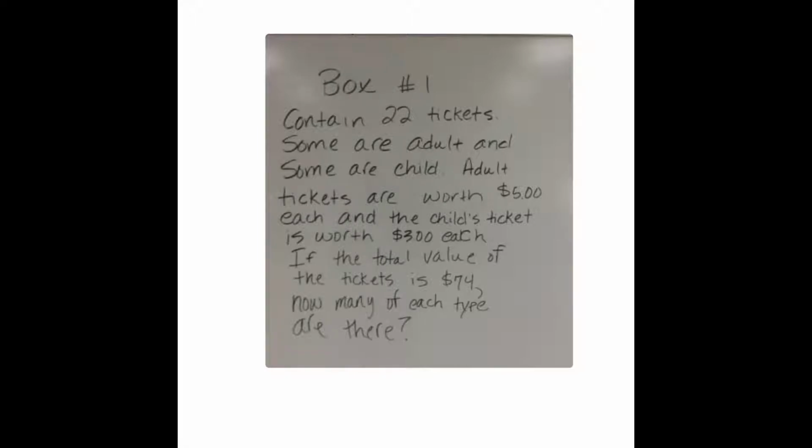So she says this box contains 22 tickets. Some are adult and some are child tickets. Adult tickets are worth $5 each. The children's ticket is worth $3 each. If the total value of the tickets is $74, how many of each are there? And they are to think about, see if they can come up with a solution for this, and then open the box and see if they're right.